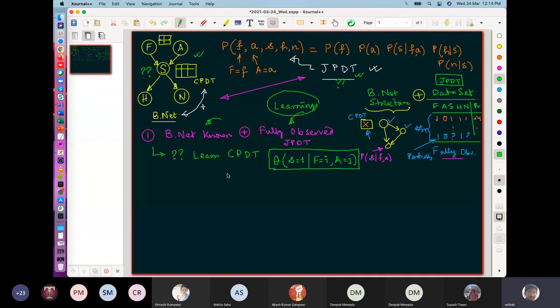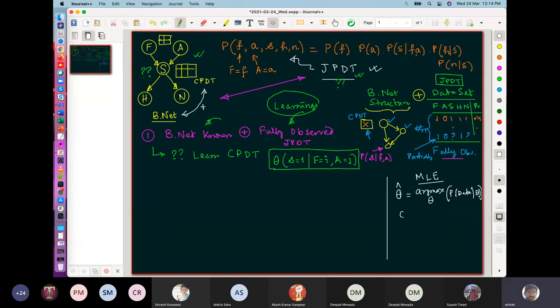Now, if you try to remember a little bit from our MLE discussion, let me just refresh it, maximum likelihood estimation. Remember the coin flip example. What does maximum likelihood estimation do? It tries to find a particular probability that maximizes the likelihood of data given theta. That's what it tries to do.